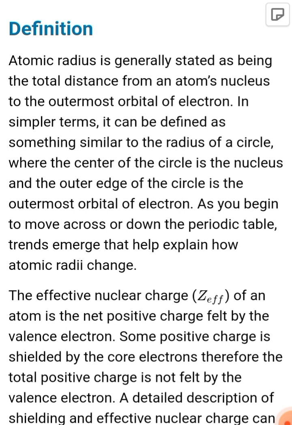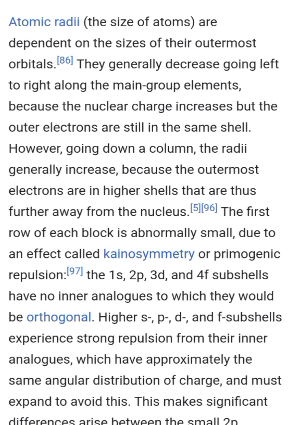So as you begin to move across or down the periodic table, trends emerge and help explain how atomic radii behave. At atomic radii, the size of atoms depends on the size of the outermost orbitals. Remember we said the distance between the nucleus and the outermost orbital. That is like the radius of a circle, the distance between the center of a circle to the circumference. That's just what we are trying to explain here.